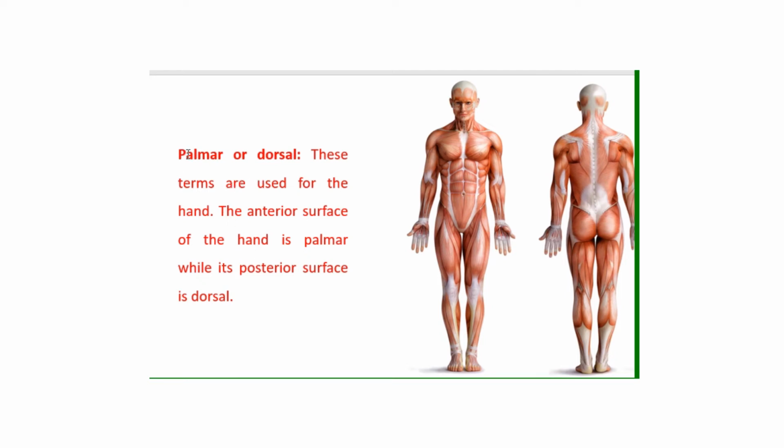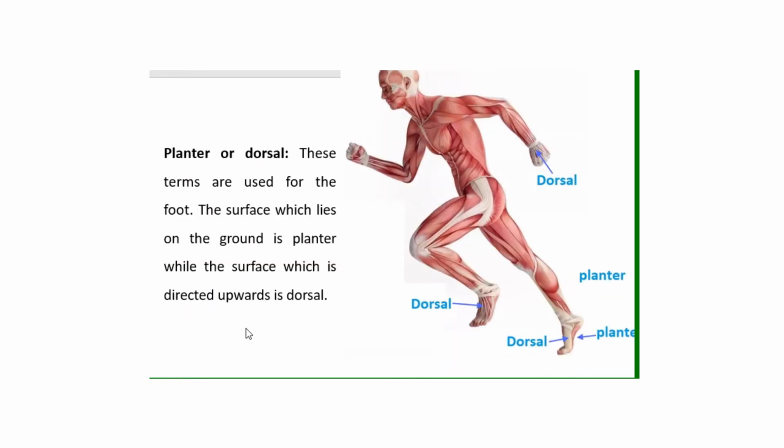Here, palmar and dorsal. Palmar and dorsal are terms used only for the hand. This is the palmar surface of the hand, and this is the dorsal surface of the hand. Palmar is the palm of the hand, a point present on the palm of the hand. Dorsal is on the dorsum of the hand.